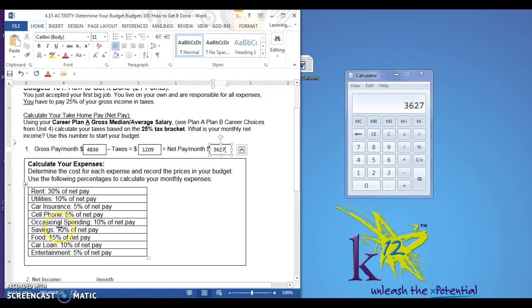They suggest that we should save 10% per month in savings. They suggest that we should not purchase a car that will cost us any more than 10% of our net pay. So these numbers are from financial analysts, and this is the suggested amount of money that you should spend on all of these different purchases.